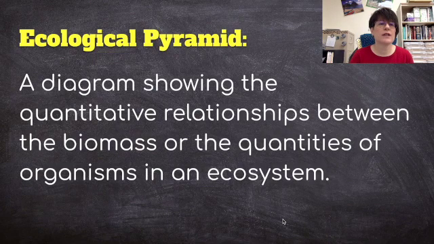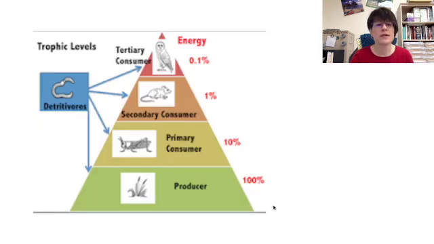We also take a look at ecological pyramids. This is a diagram showing the quantitative relationships between the biomass or the quantities of organisms in an ecosystem. So here is an ecological pyramid, and we can see at the bottom are the producers, and they would have the most mass because they provide the food for everything else.